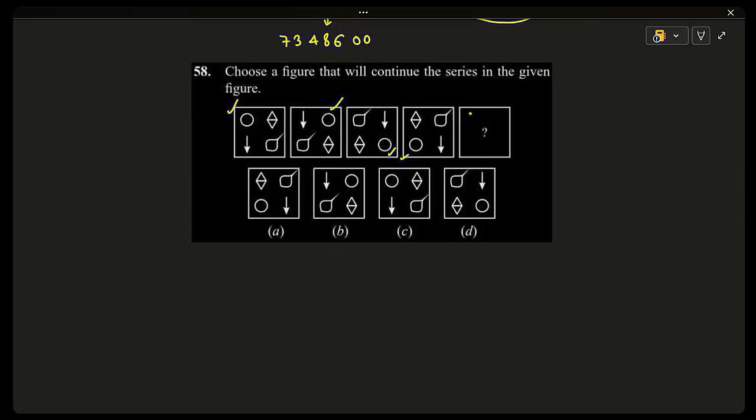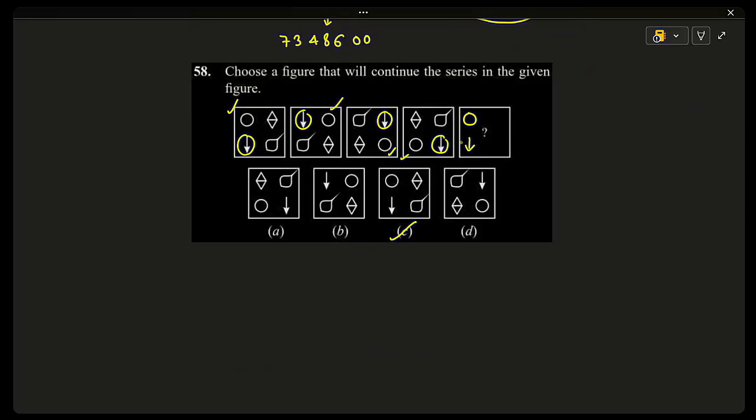So next circle position will be here. And I think only one option is matching with that circle position. We'll go with option C. But let's check the other figures also. The arrow mark is here and here. So it's going in the same direction. So the next will be here.